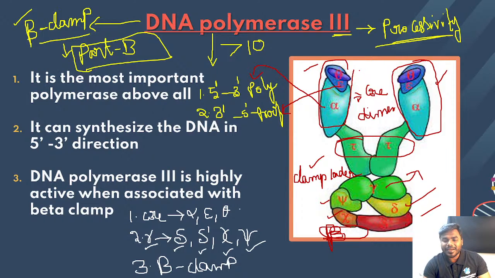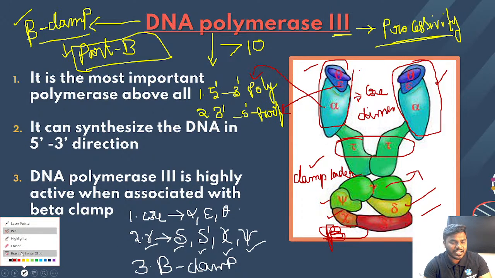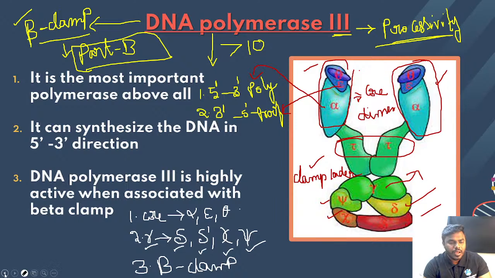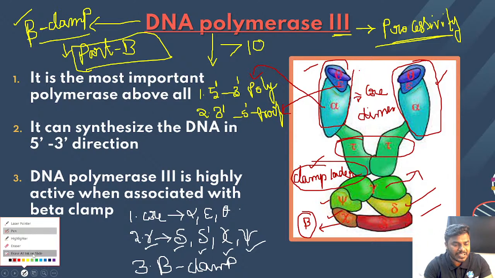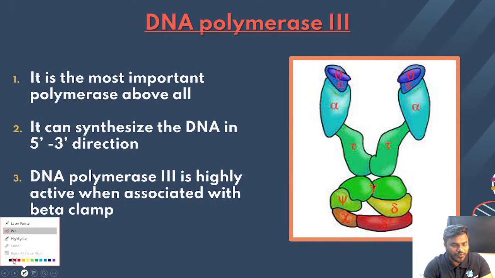Beta clamp is the one which is exclusively responsible for increasing the processivity of the DNA polymerase 3 enzyme. Now you can ask me clearly, sir, how does this beta clamp go and associate with the core enzyme? Of course, that is exclusively because of the clamp loader only. Now let me tell you all the subunits with the different names. Listen to me.